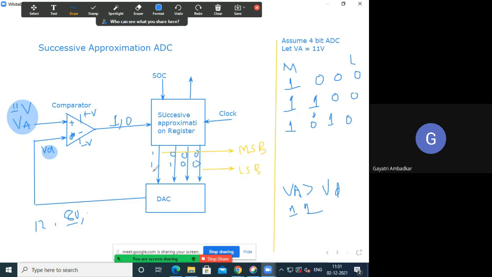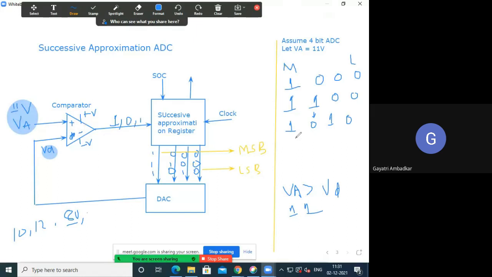So now what is the next status? 1 0 1 0. SAR's output is now 1 0 1 0, which is going to DAC. So what DAC will give the output? 1 0 1 0 is 10 volt. So now what is the thing? Output will become here 1.